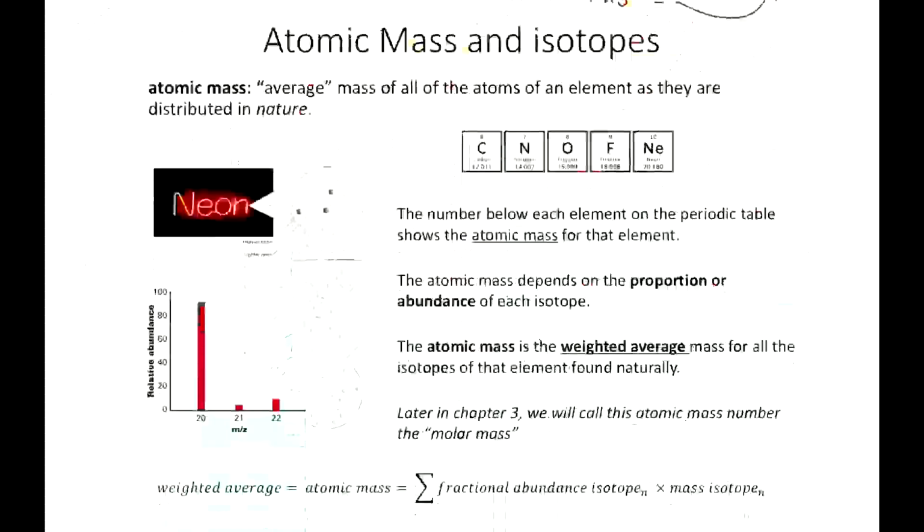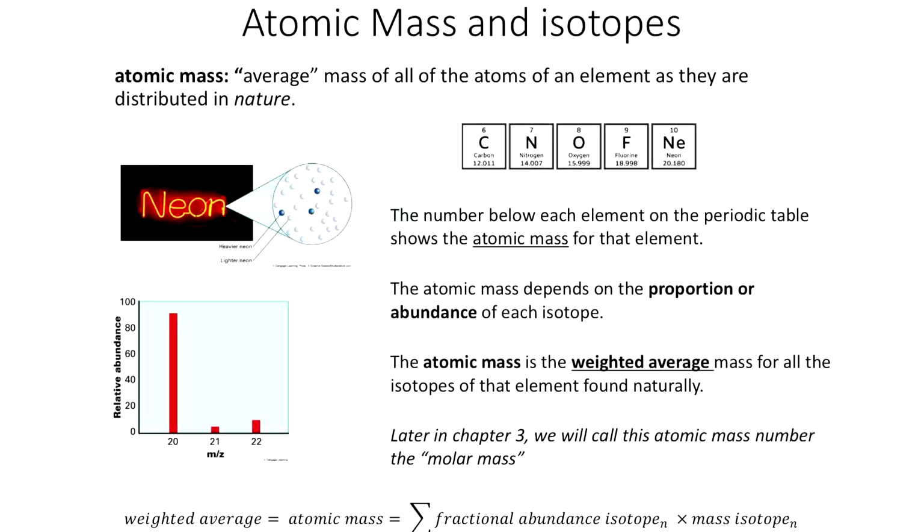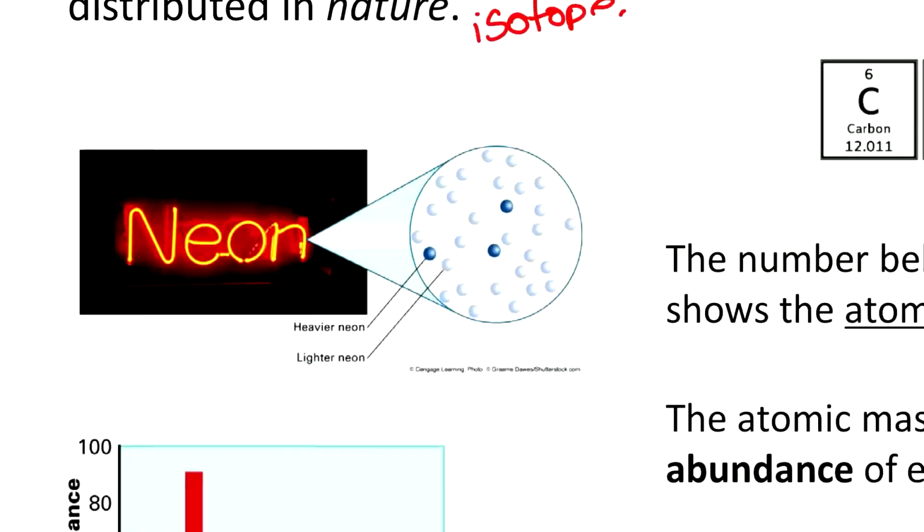So again, the atomic mass we see is the average mass of all of the atoms of those elements as they're distributed in nature. They account for the different isotopes that are present. Here's an example, neon. A sample of neon. Most of those neon atoms are neon 20, neon with a mass number of 20. But there's a small fraction of neon atoms that are a little heavier than 20 AMU.